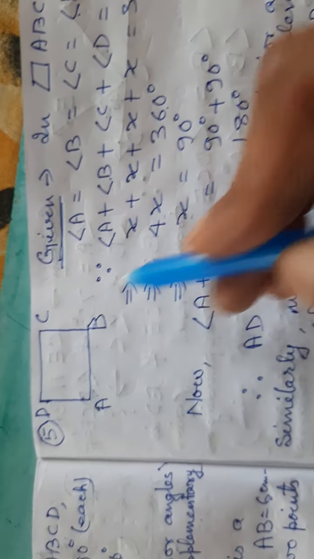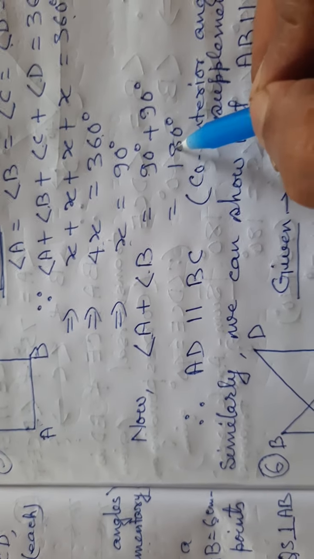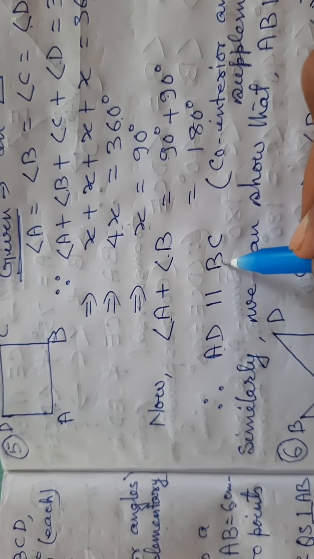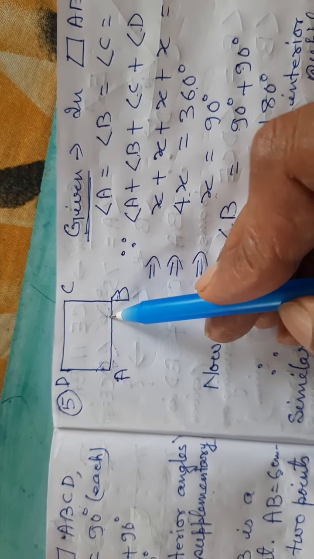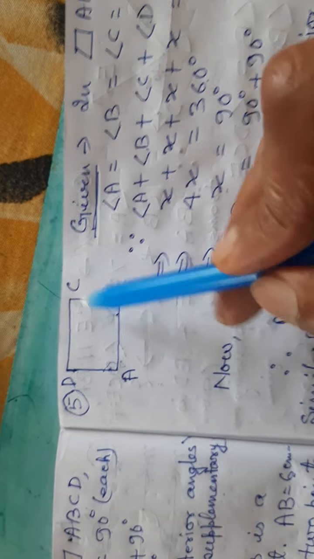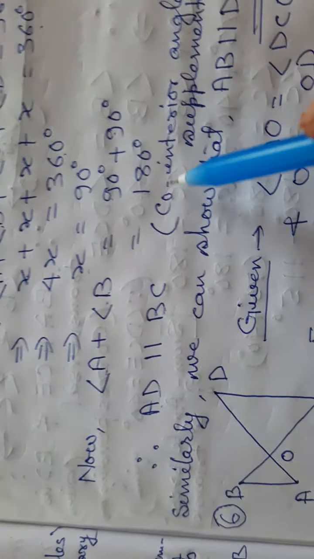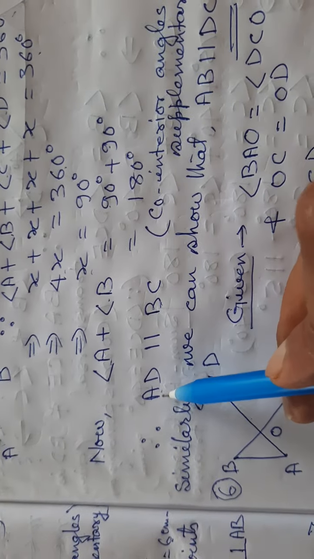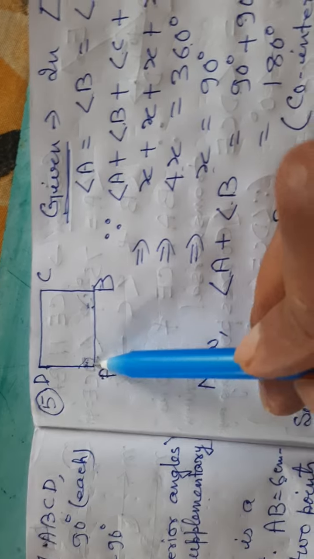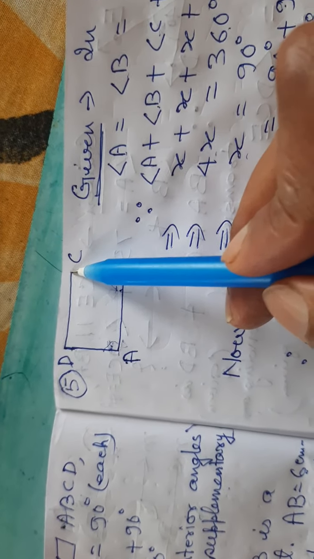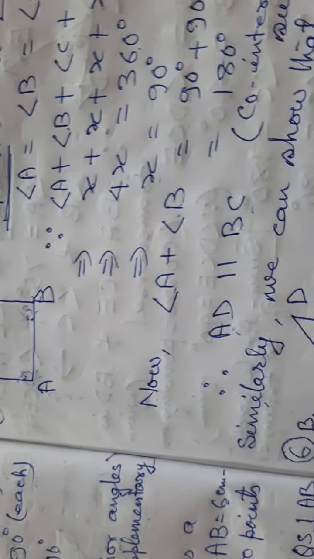Angle A plus angle B is 90 plus 90, which is 180 degrees. Therefore, AD is parallel to BC, because angle A plus angle B is equal to 180 degrees. Co-interior angles are supplementary, hence the lines are parallel. Similarly, we can show that AB is parallel to DC, since the sum of these two angles is 180 degrees.